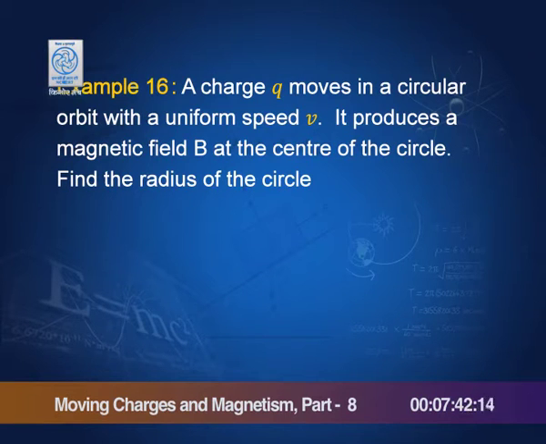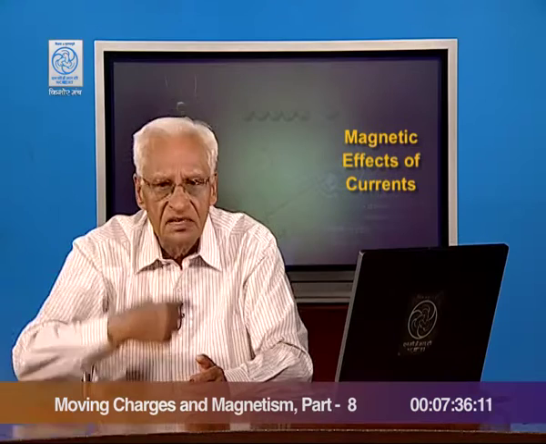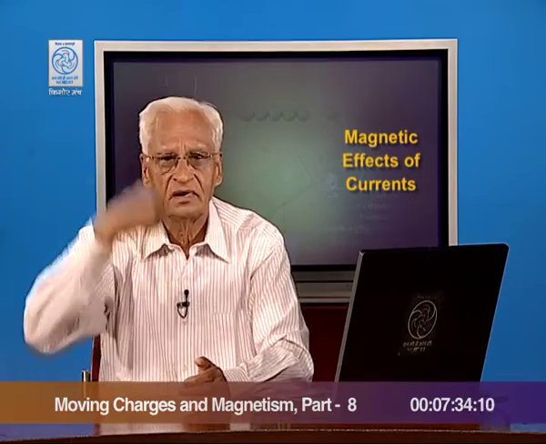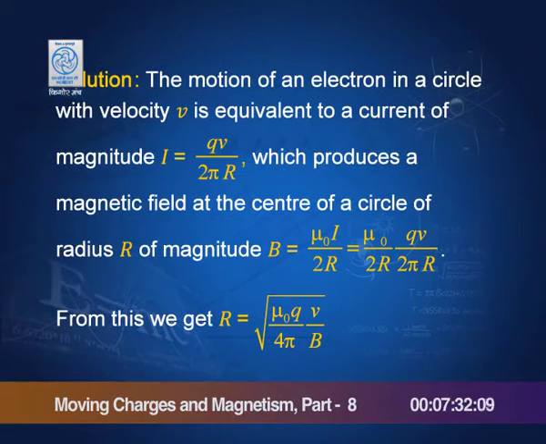We have found already the magnetic field due to a loop, and a charge q moving in a circular orbit is equivalent to a current, right, and this current is q v by 2 pi r. Now just apply this formula, mu 0 I by 2 r, that is equal to B, and from this you can get r. R is the square root of mu 0 q by 4 pi into v by B.